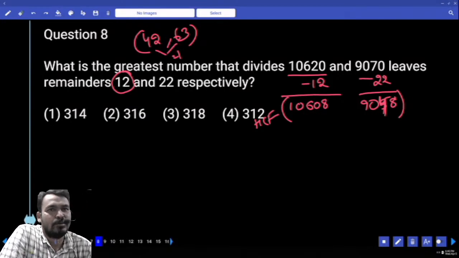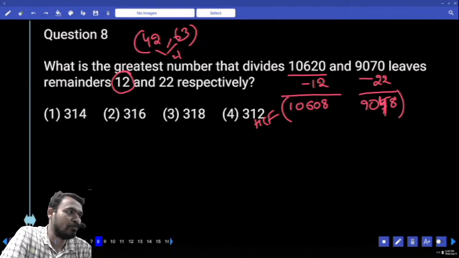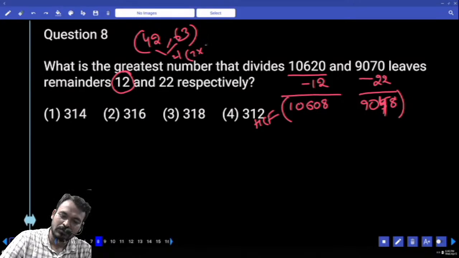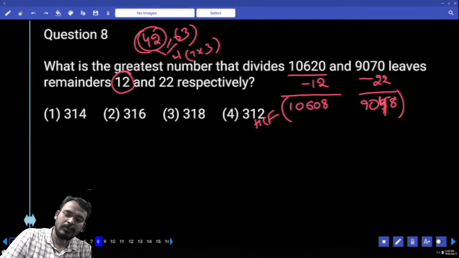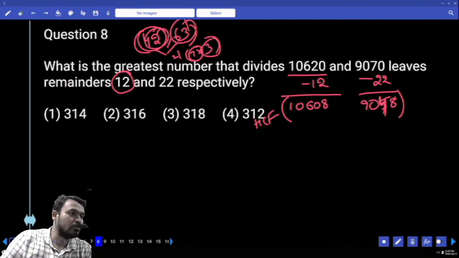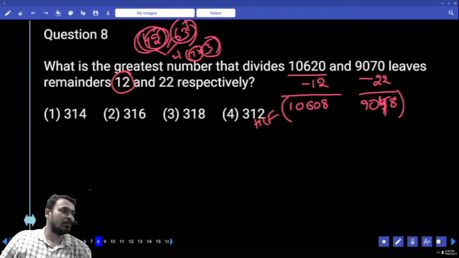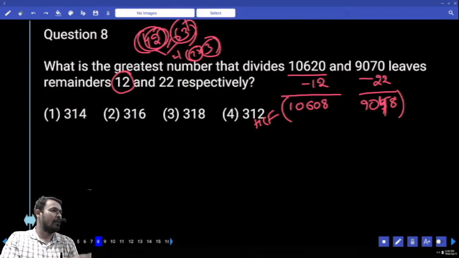42 is exactly divisible by 21. 63 is also exactly divisible by 21. The difference of the two numbers is 21, which means each number is a multiple of 21. 21 I write as 7 into 3. 42 is divisible by 7. 42 is divisible by 3. 63 is also divisible by 7 and 3, so obviously the common factors are 21, 7 and 3. 21, because it is divisible by 3, 7 and also 21.